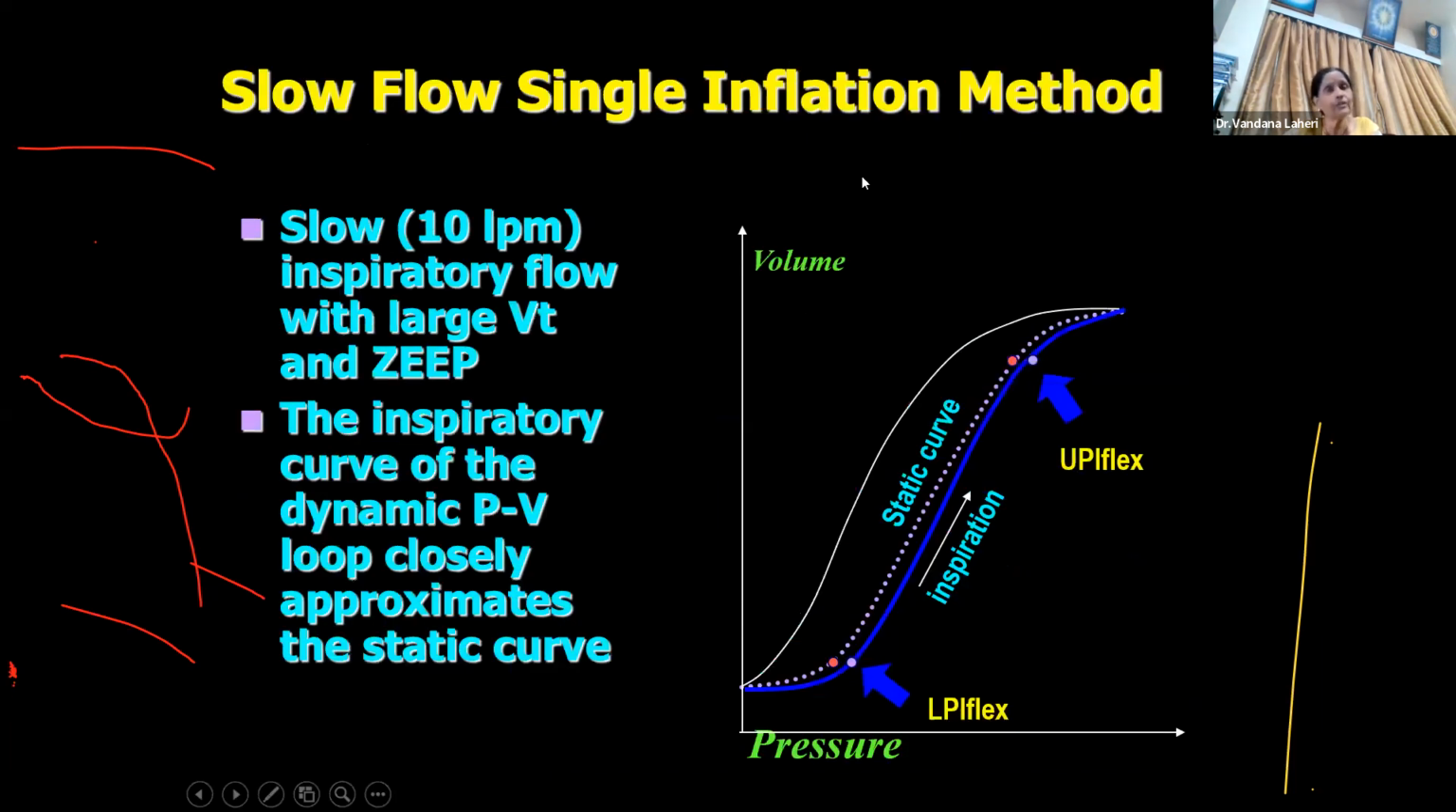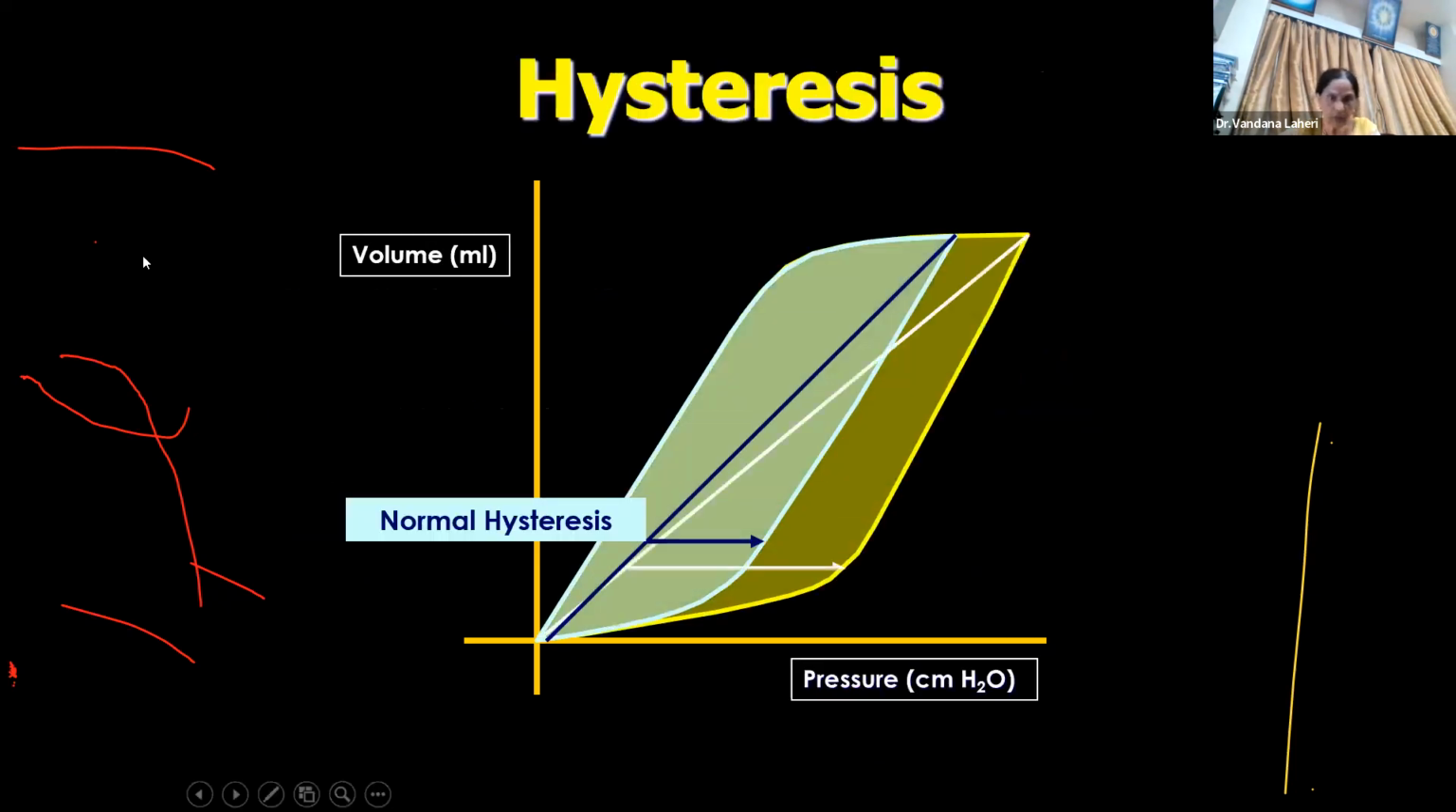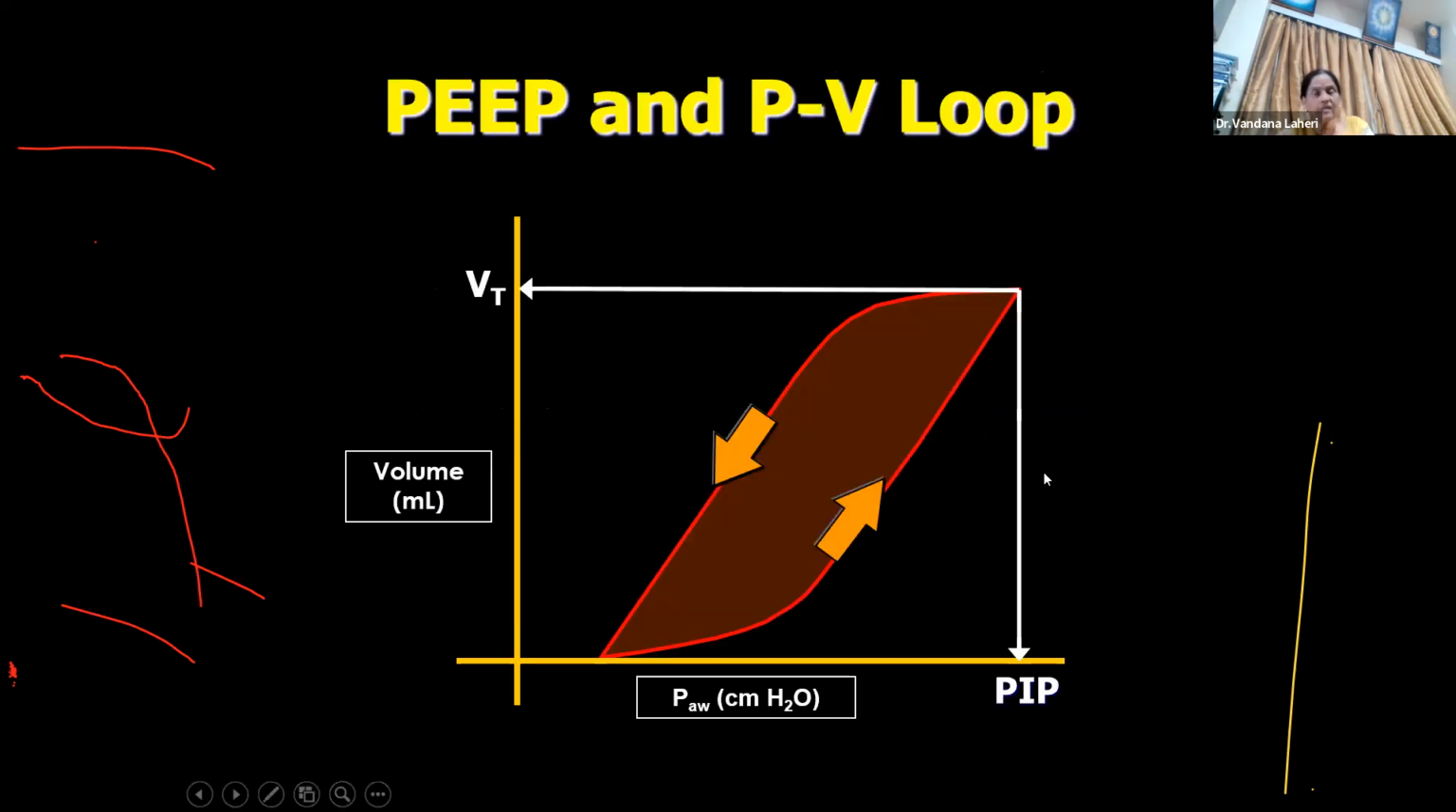Now I'll tell you something about the single inflation method. This is what is done on a ventilator to know the graphic, to know the static curve. This will help you in determining the inflection points, the lower inflection point and the upper inflection point, and this will help you in deciding how much PEEP to give. Okay, this is normal hysteresis. This is abnormal. Can you see here? This happens in increased airway resistance or decreased compliance.